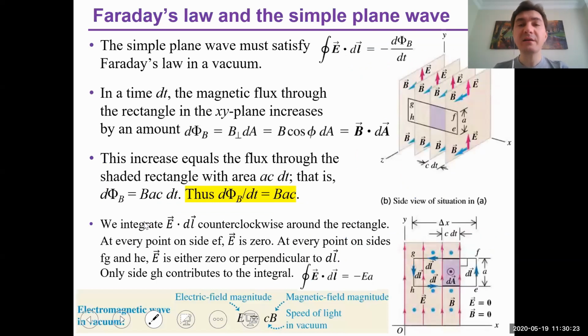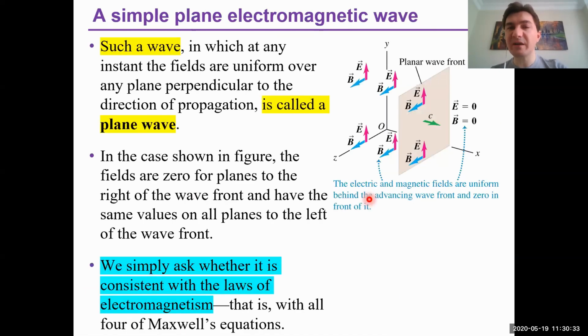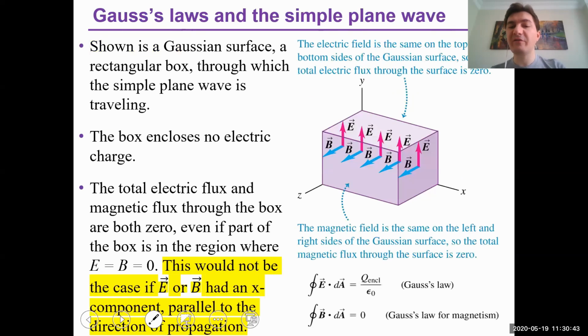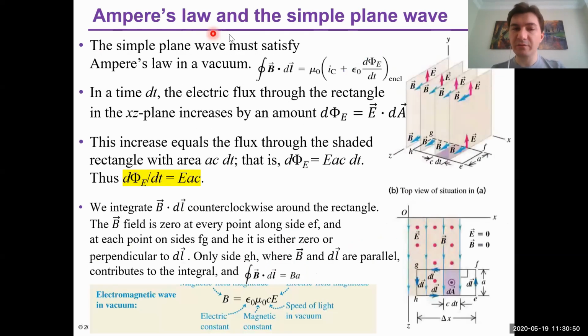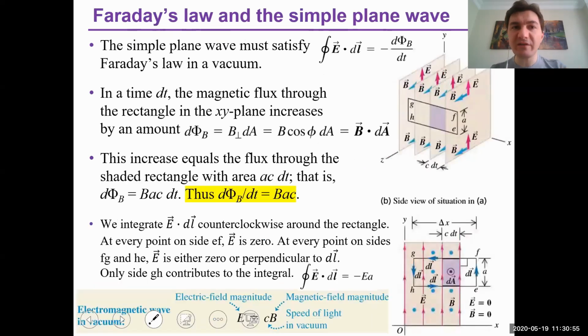Okay, then let me continue with the Faraday's Law and Ampere's Law. Okay, so this simple plane electromagnetic wave should be consistent with the laws of electromagnetism, with the Maxwell's equations. So we have checked Gauss laws for electricity and magnetism. Then we will check Faraday's law and Ampere's law. Okay, third and fourth Maxwell's equations. So let's continue with the third law of Maxwell's equations.